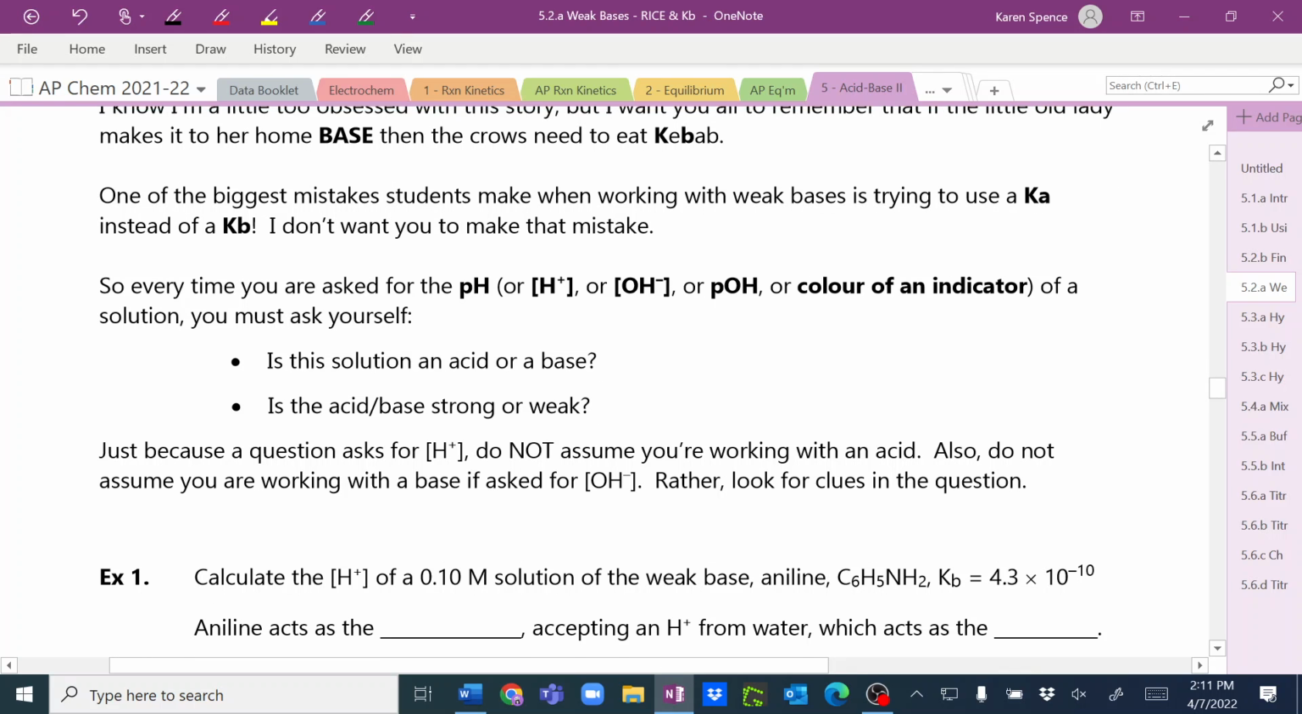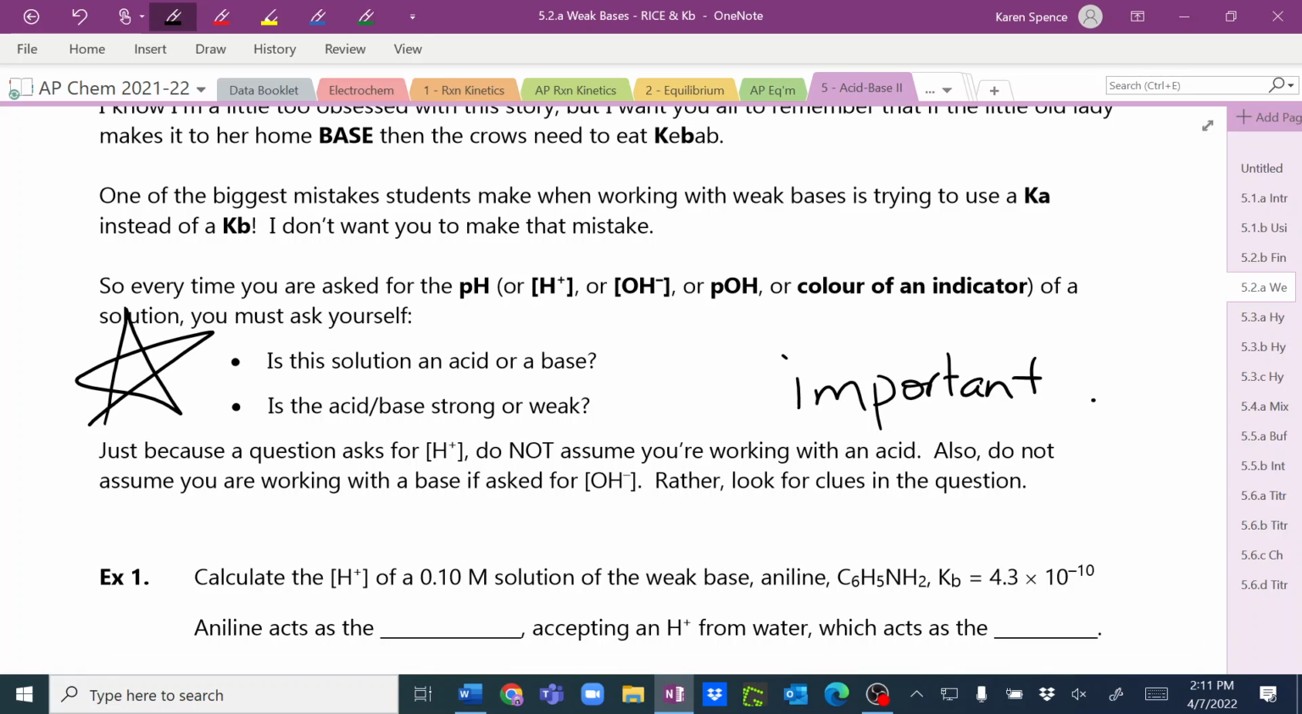So, anytime you are asked for pH or pOH or H or OH or the color of an indicator, you have to ask yourself two questions. We're going to put a huge star beside this because this is really important. You need to ask yourself, is the solution an acid or a base? And is the acid or base strong or weak? Okay?